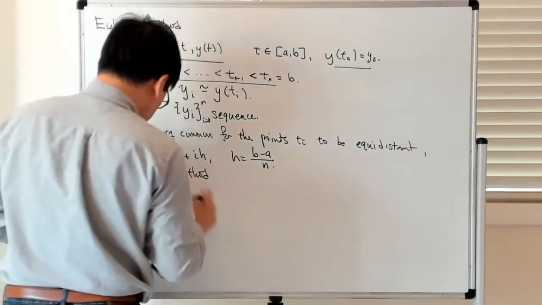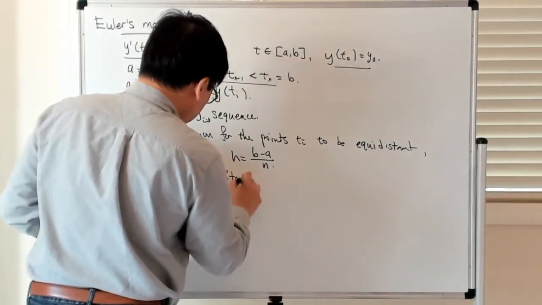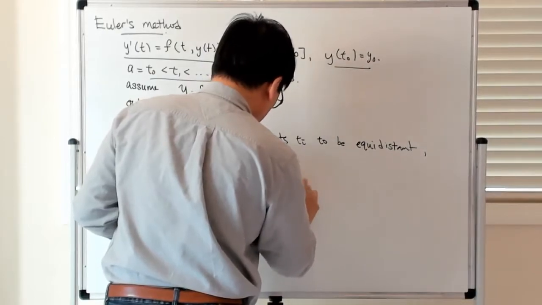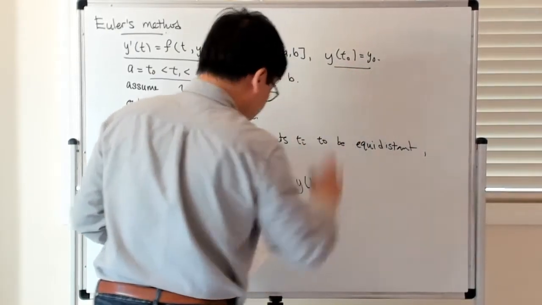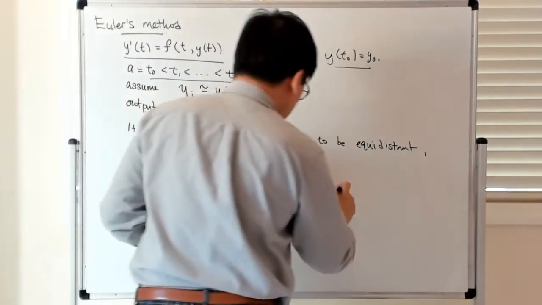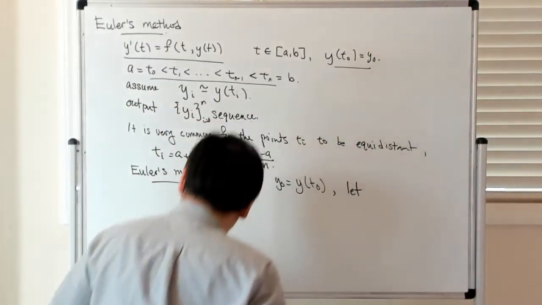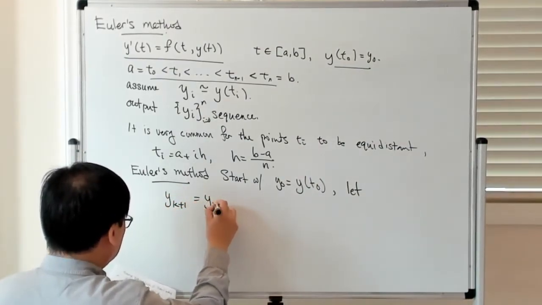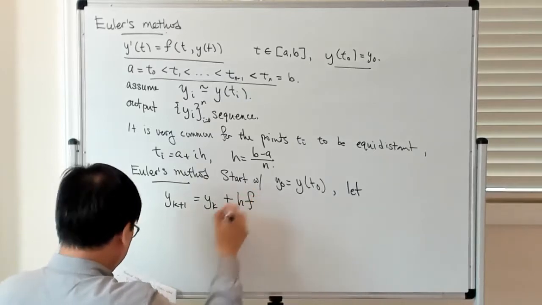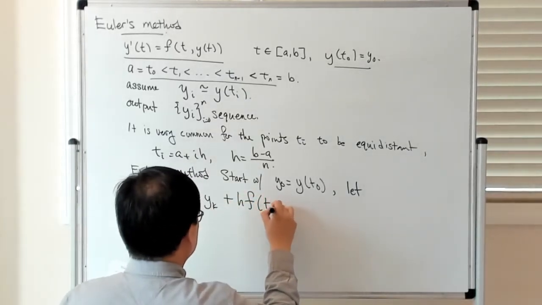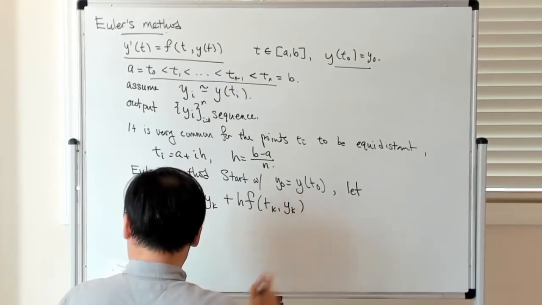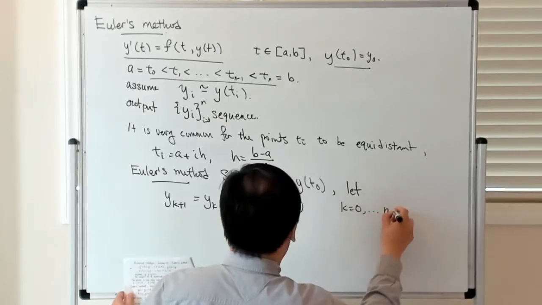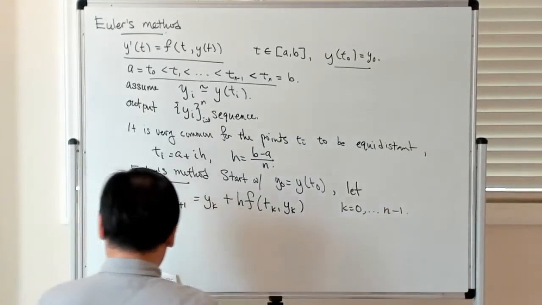So you start with y0 equal to y at t0. That's the initial data which is given to you. And then once you have that, you can let y_{k+1} be equal to y_k plus h times f evaluated at (tk, yk), and k goes from 0 all the way up to n minus 1.